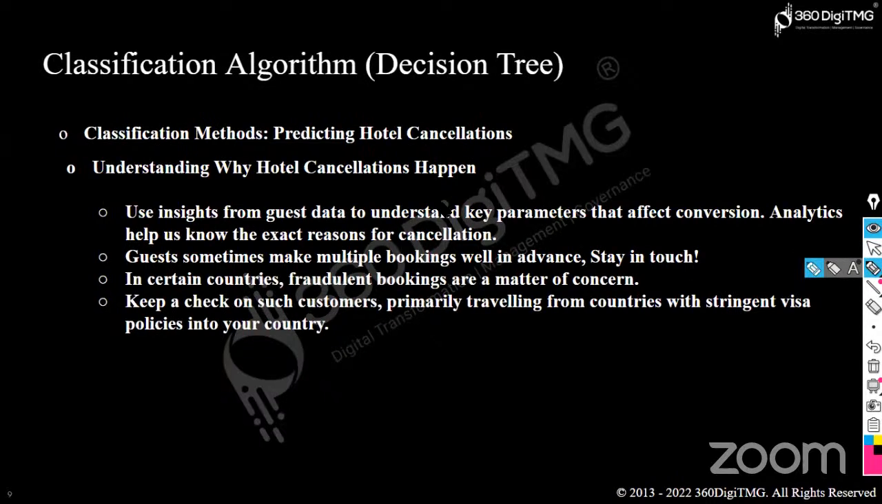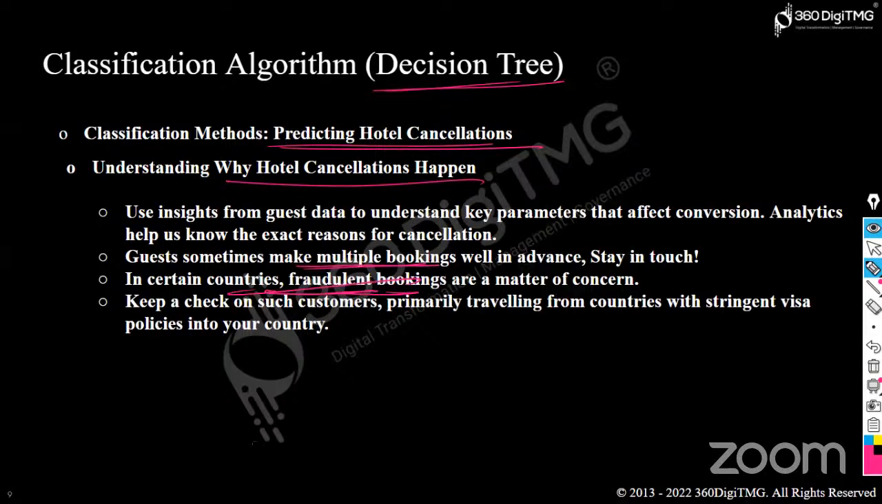So when it comes to a classification algorithm, that is decision tree, we also predict the hotel cancellation and why the cancellation is happening. So it helps with booking multiple times, and it can be a fraud booking. Some people make pranks, booking the room and then not coming, and then it's simply a waste.